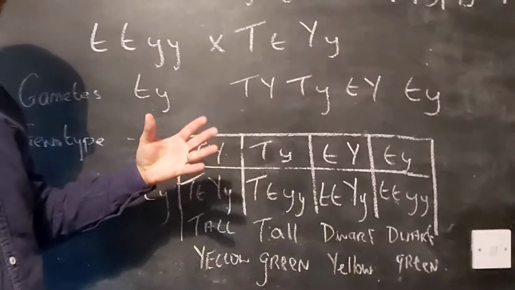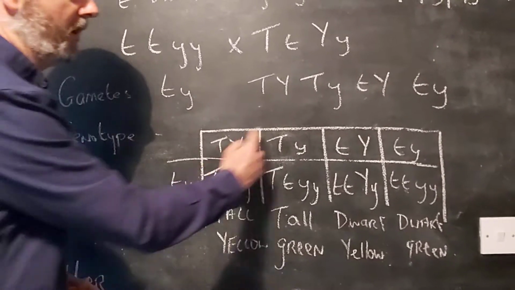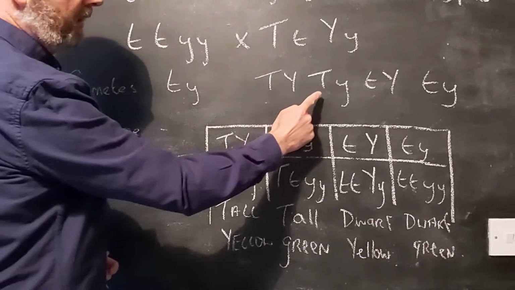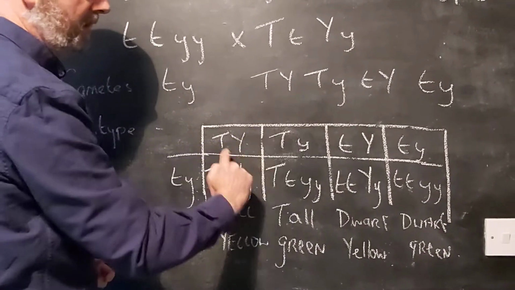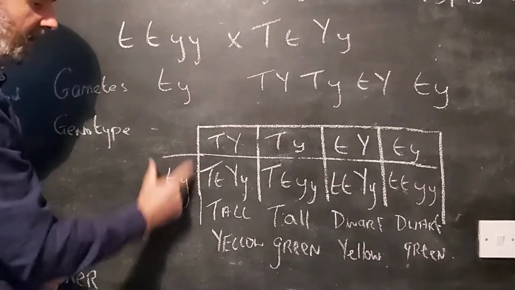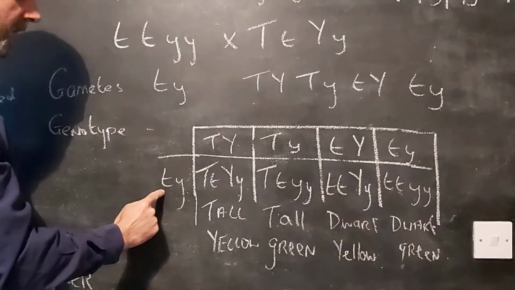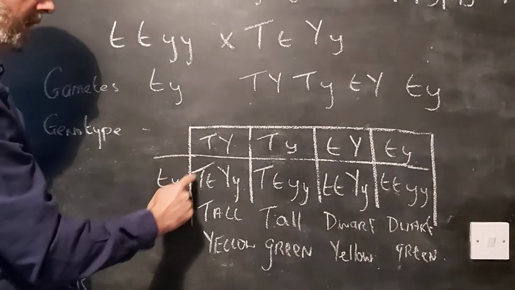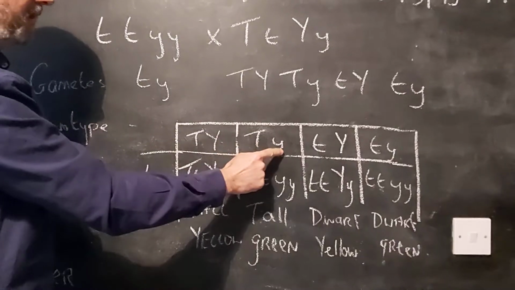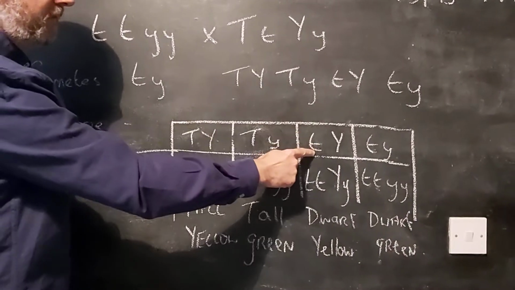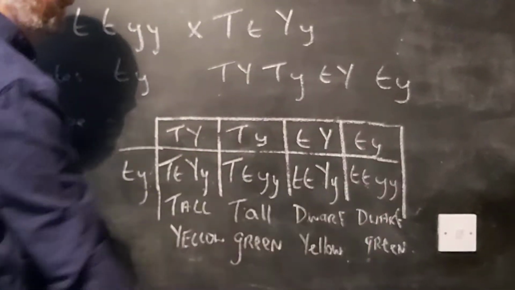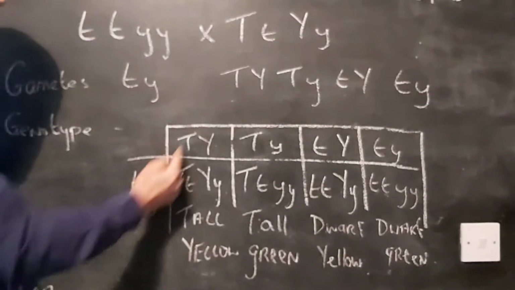Now, in order to get the genotypes of this particular cross, I need to draw my Punnett square. I'm going to put these gametes on top and this particular gamete on the side. So here I've got small t and small y, big T, big Y, which I got here, big T, small y here, small t, big Y, small t, small y, which was here. So now I'm going to cross these two.